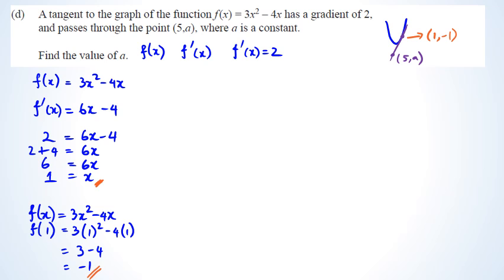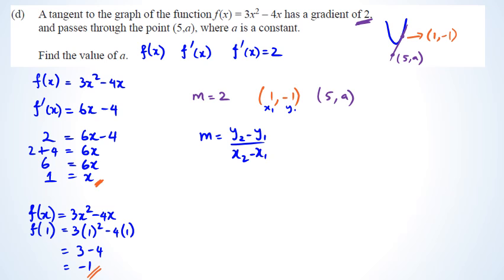So this is where I've got up to so far. How do I figure out the value of a? Now remember, the purple line has a gradient of 2. We already know that because that's what we got from the original question. Also, with the purple line, we've got two points: the first point being (1, -1), and the second point being (5, a). If you remember, the gradient can be written as y2 minus y1 divided by x2 minus x1. So I'm going to write this point here as x1, y1, and this one as x2, y2.